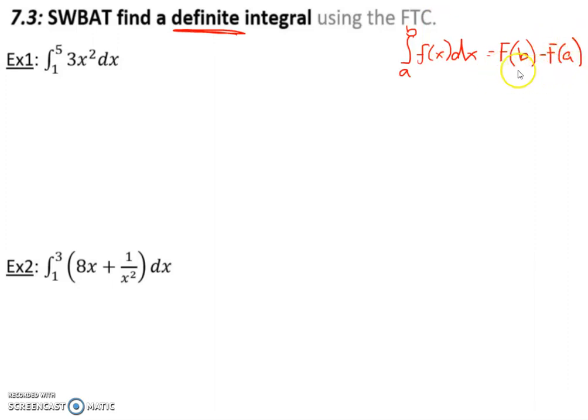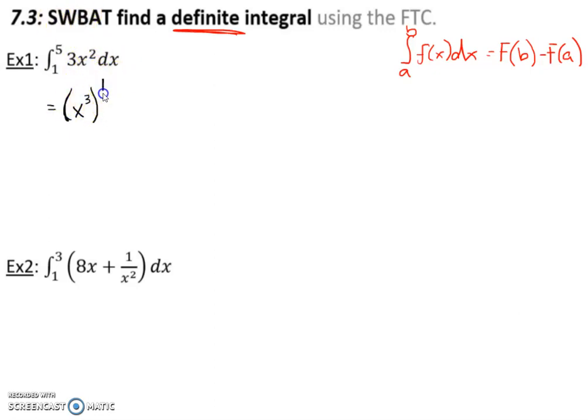So very, very important idea. We're going to be using this the rest of the year. In this first case, we've got the integral of 3x squared dx from 1 to 5. And let's just start by finding the antiderivative. So the antiderivative of 3x squared, of course, is just x cubed. I'm going to write this in parentheses. We don't need plus c's here because we're going to calculate the actual distance or the area between them.